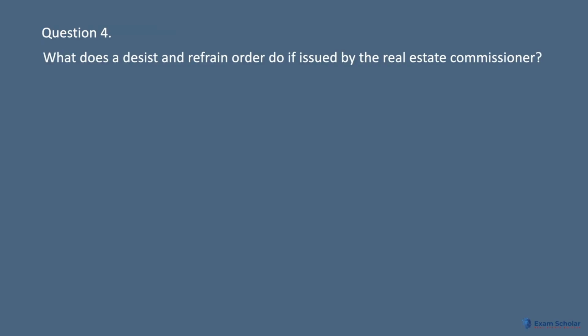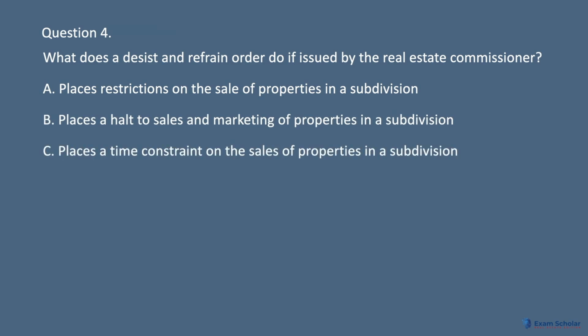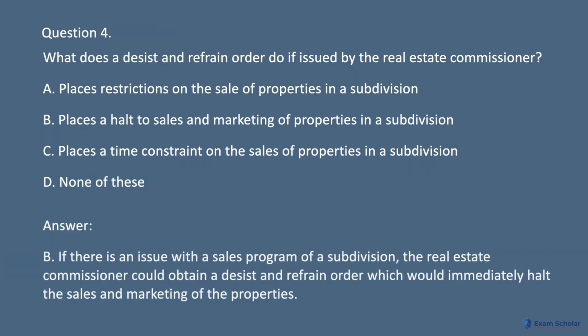Question 4. What does a desist and refrain order do if issued by the Real Estate Commissioner? A. Places restrictions on the sale of properties in a subdivision. B. Places a halt to sales and marketing of properties in a subdivision. C. Places a time constraint on the sales of properties in a subdivision. D. None of these. Answer. B. If there is an issue with a sales program of a subdivision, the real estate commissioner could obtain a desist and refrain order which would immediately halt the sales and marketing of the properties.